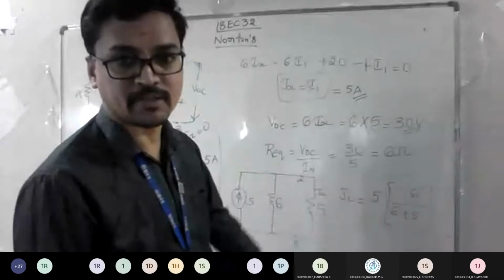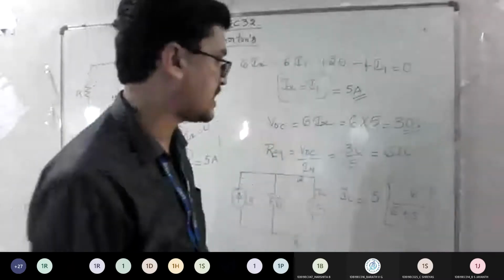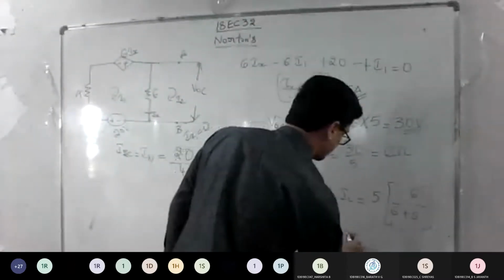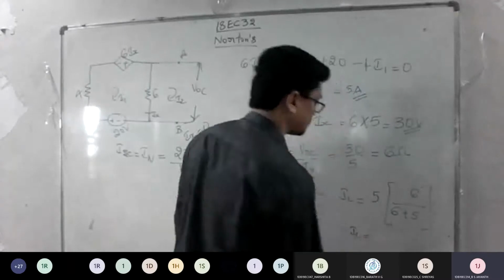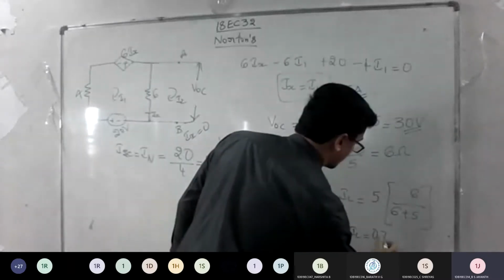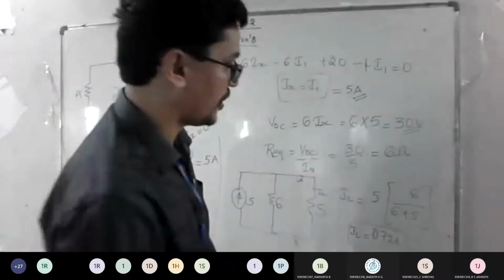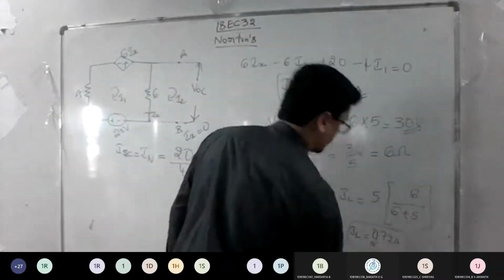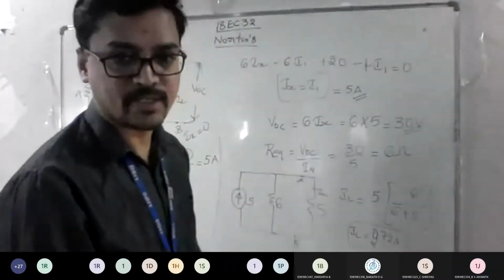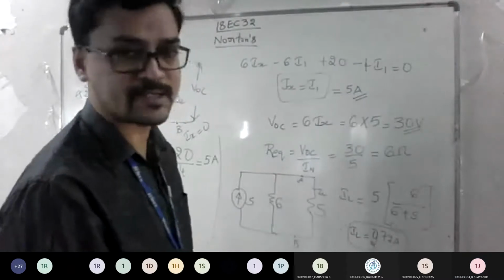I hope everyone got the concept of the current divide rule. What is the answer? How much? 2.72 amperes, sir. So 2.72 amps is the answer across this 5 ohm resistor.